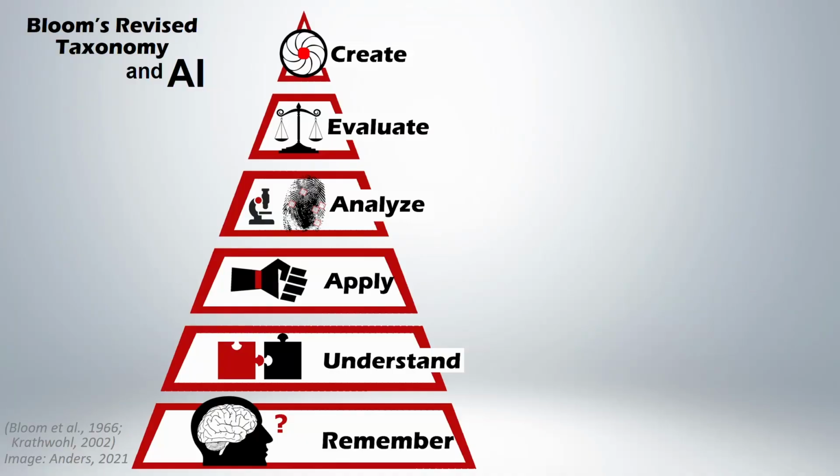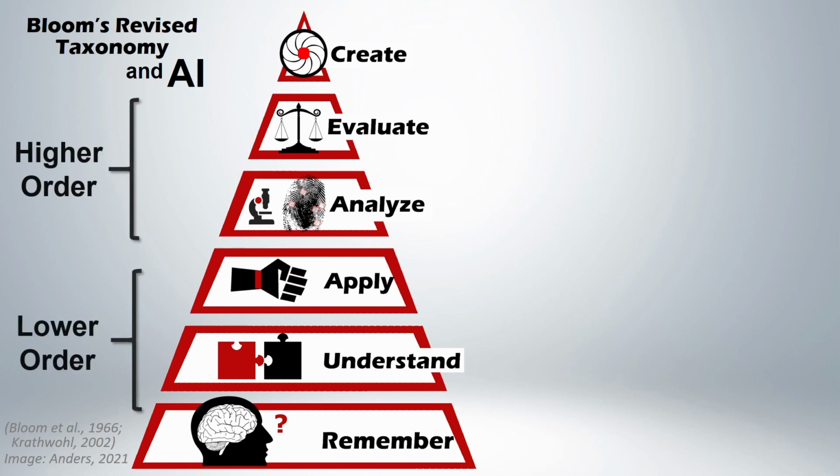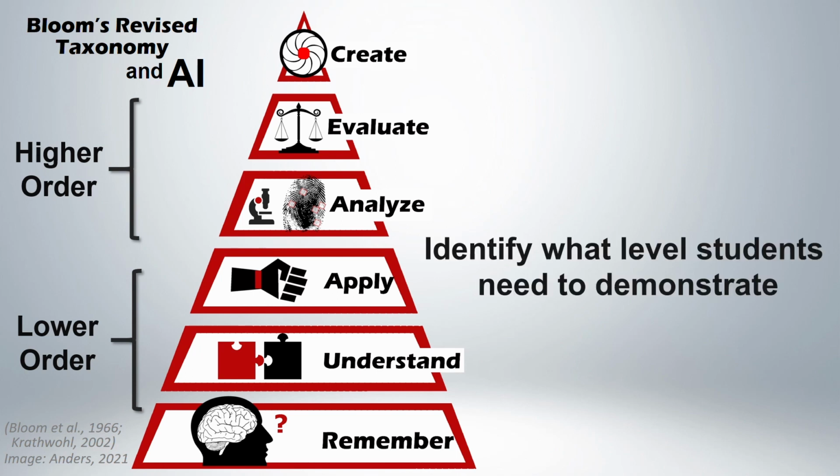And that's where Bloom's taxonomy comes in. Bloom's taxonomy addresses all cognitive levels. It's usually broken up with lower order and higher order cognitive levels. Lower order is generally somewhere between remember, understand, and apply. Higher order is generally looked at as around analyze, evaluate, and create. What this means is that you go through as an instructor and identify what level do they need to have in order to pass this course.